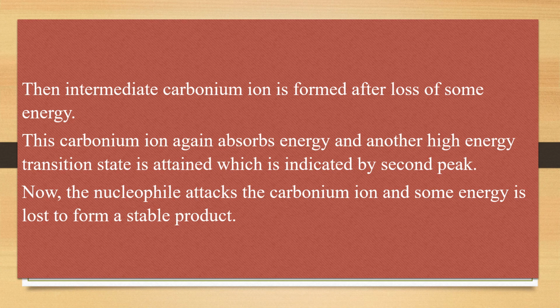The remaining sentences I have written here. The intermediate carbonium ion is formed after losing some energy. This carbonium ion again absorbs some energy, and another high energy transition state is attained. This is shown by the second peak, students. Now the nucleophile attacks the carbonium ion and some energy is lost to form a stable product. These are all the points which you are supposed to write under the energy profile diagram.